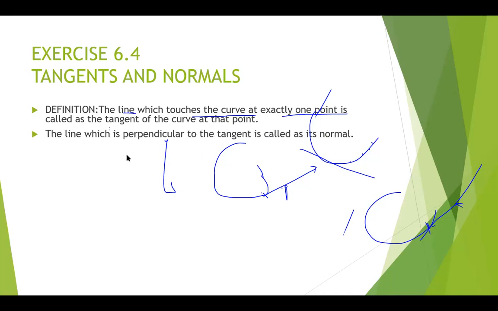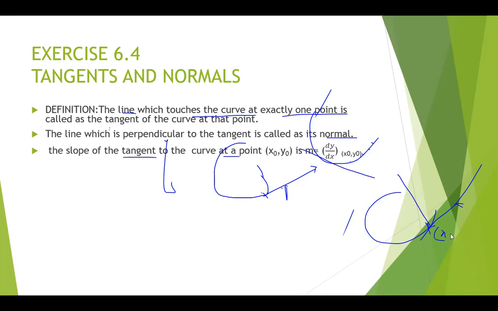Suppose we have a tangent like this. A line which is perpendicular to it is called the normal. Now the slope of a tangent to the curve at this particular point, which I call x naught, y naught, is given by the slope of that curve at that point. Suppose we have the curve as the function y is equal to f of x. When we differentiate it, we get the slope. The slope of the curve at that point is equal to the slope of the tangent drawn there.